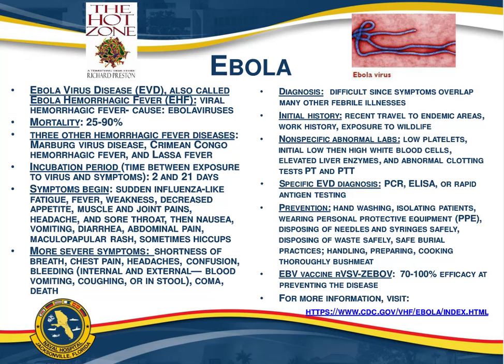There are PCR, ELISA, or rapid antigen testing, and in a lot of our Role 2s and a lot of our small facilities, we have access to a lot of this stuff. You probably won't have PCR unless you're lucky to have that Navy research lab next to you. Prevention, hand washing, isolating patients, personal protective equipment, and there is an Ebola virus vaccine that we're not giving to military though, but it is very effective.